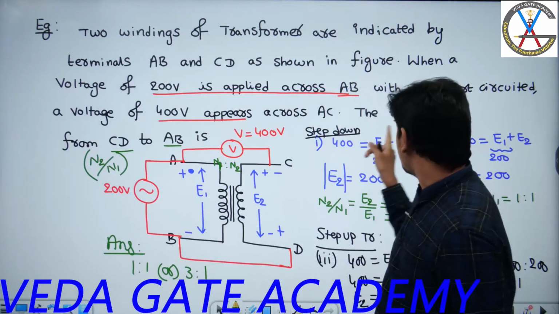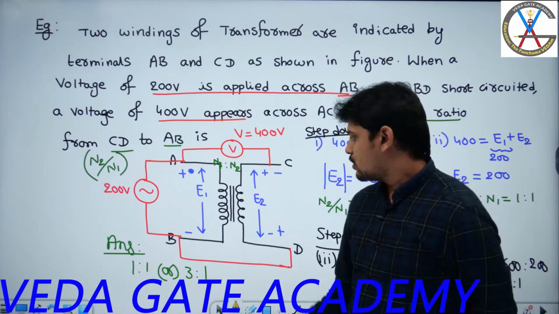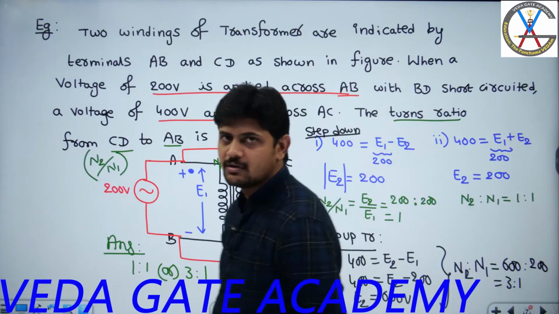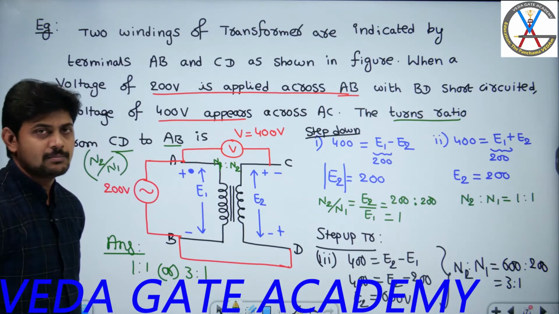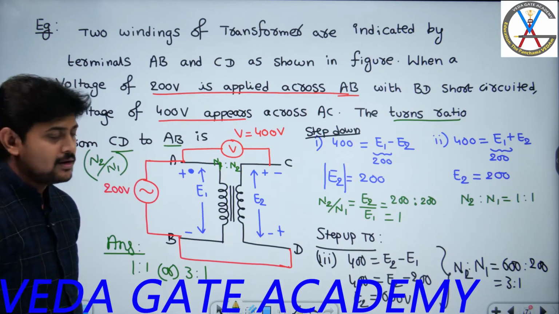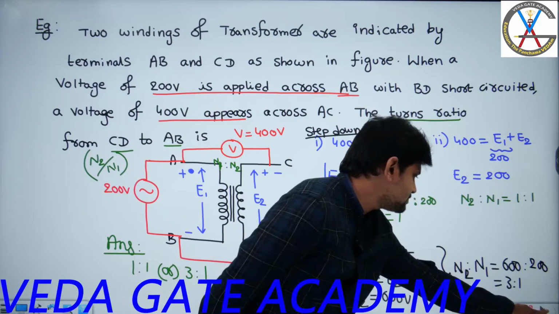Because we need to calculate the turns ratio from CD to AB, you are going to get two turns ratios, either 1:1 or 3:1, based on whether it is a step up or step down transformer. Once you understand this particular question, let me move on to the next one.